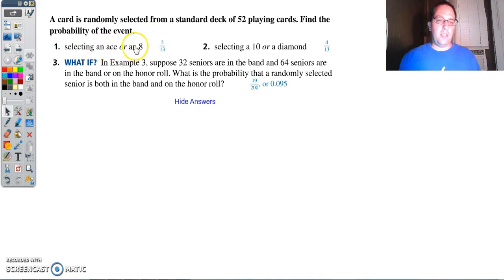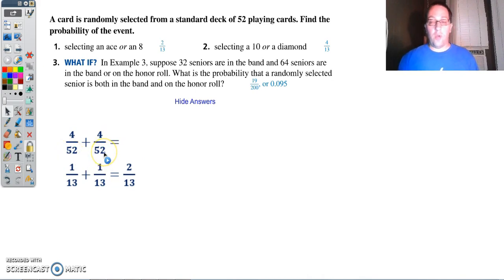All right. So an ace or an 8. Well, there are 4 aces, 1 for each suit. There are 4 8s, 1 for each suit. There are no aces that are also 8s, so they're mutually exclusive. We just got to add them up. And you can either simplify them here, or you could add them up as 8 out of 52 and simplify that. Either way, it's all good.